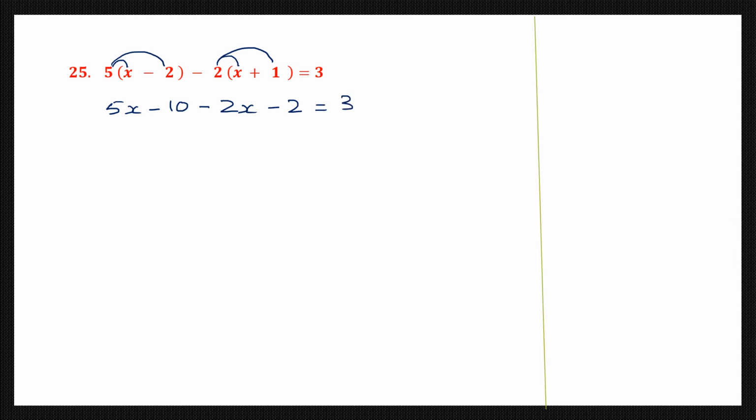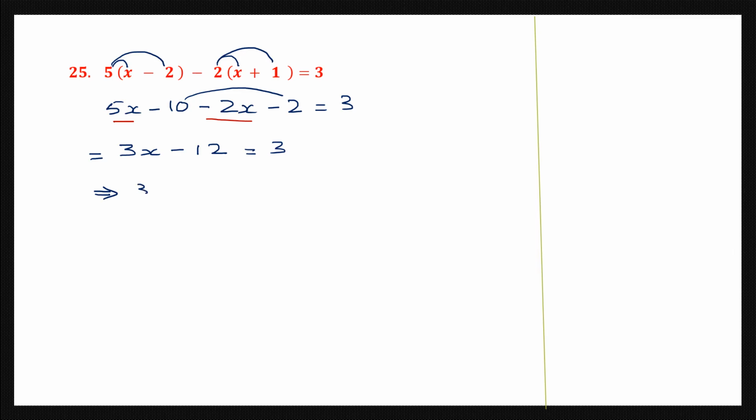So here first let's take all the x. We have 5x minus 2x. Let's do that first. So what is this equal to? 5x minus 2x means 5 minus 2. That is 3x. Then we have minus 10 and minus 2. We have minus 10, minus 2. Signs are the same. So we put the same sign and we add. 10 plus 2 is 12. Now 3x minus 12 equals 3.